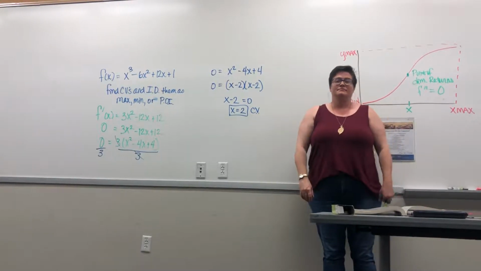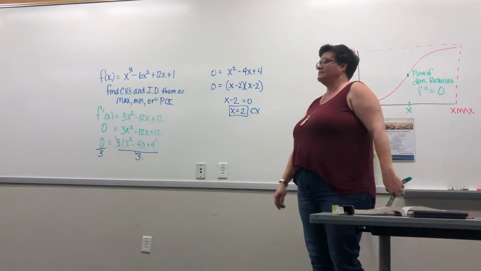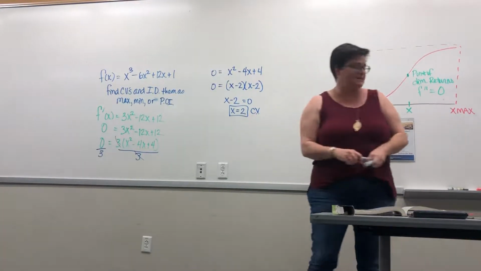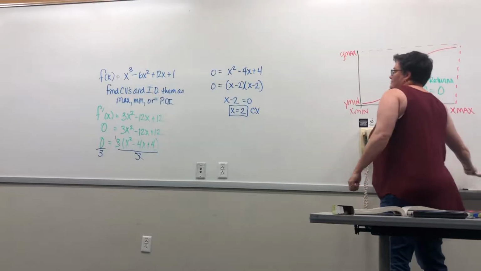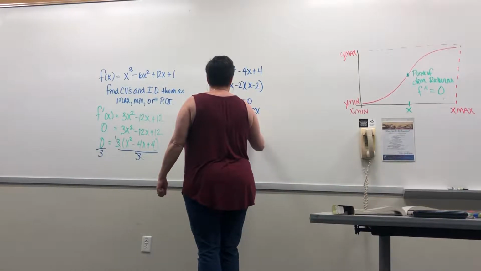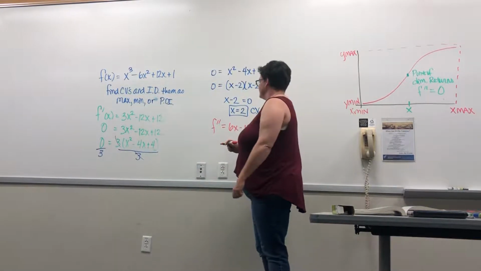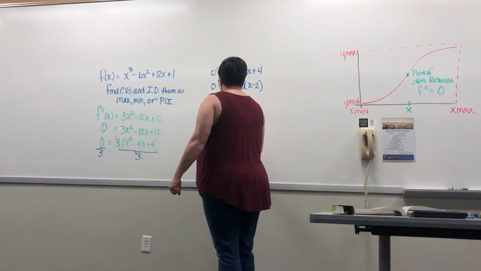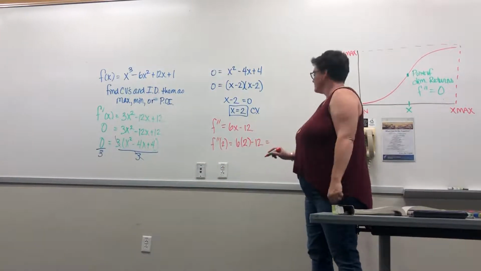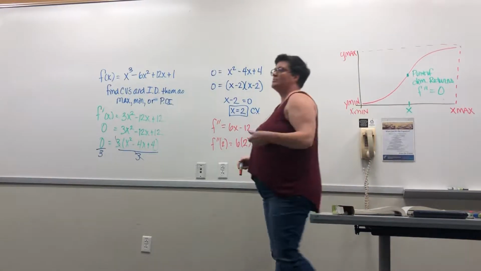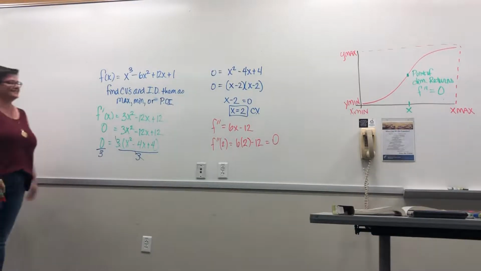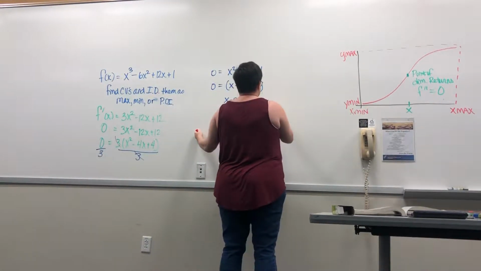Now, I know where it is now, but what is it? That's when I plug it into my second derivative. Very good. What's my second derivative? F double prime equals 6x minus 12, right? Now plug it in. F double prime of 2 equals 6 times 2 minus 12. What do I get? 0. So 0 slope and 0 concavity indicates what, guys? It's an HPI. So this is an HPI.